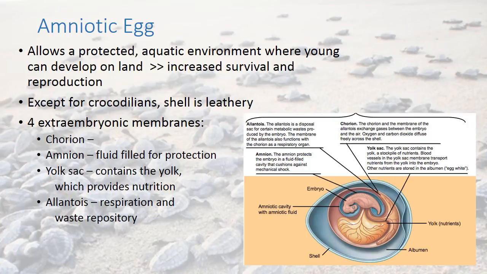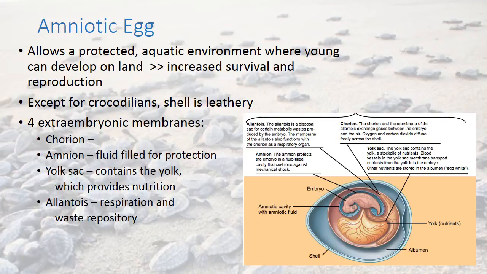So the amniotic egg is first seen in reptiles. We've talked about this a little bit before, and it gives reptiles an adaptive advantage because it allows them to survive and reproduce on land. And in reptiles, the shell of the amniotic egg is generally leathery. Alligators and crocodiles have more of a hard shell, though.